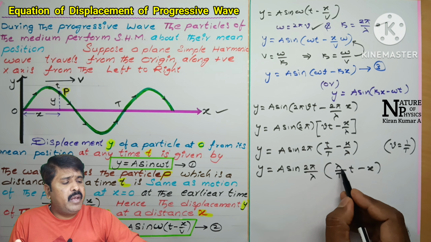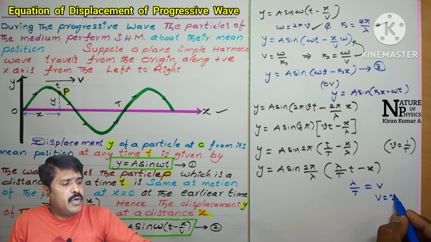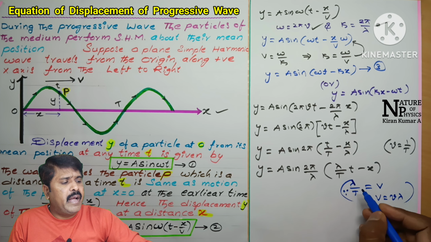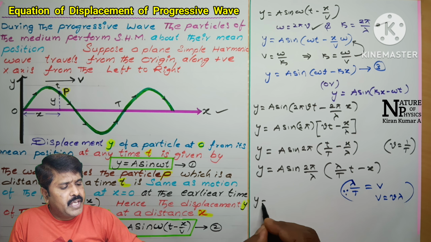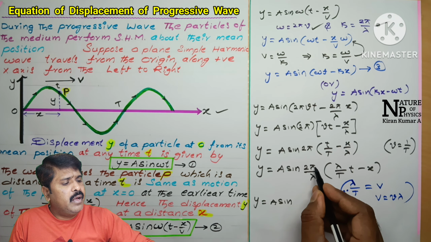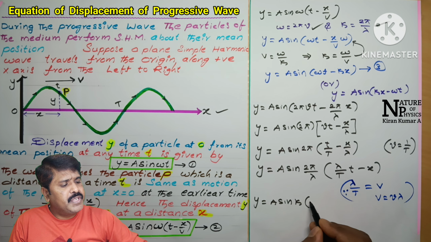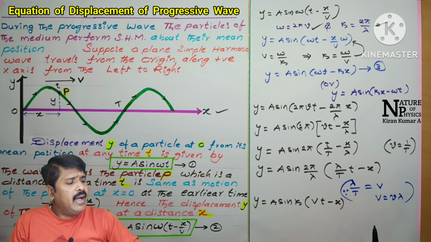Next, lambda divided by T equals the velocity of the wave, since v equals mu lambda, a basic equation. Replacing that value, we get the next equation: y equals a sin of 2 pi by lambda, which equals k, into vt minus x. Here lambda by T represents the velocity v.